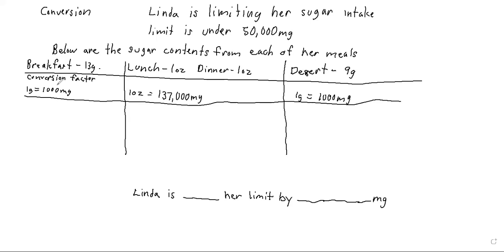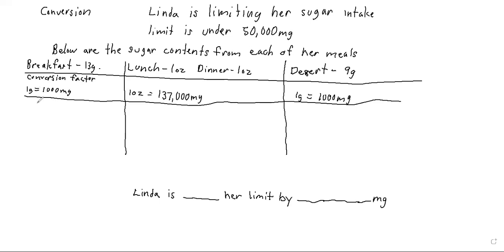So right below it, you see we've written in the conversion factor for each of those units. To go from grams to milligrams, 1 gram equals 1,000 milligrams. For lunch and dinner, we have to go from 1 ounce to milligrams. So here you have the conversion factor for that. 1 ounce equals 137,000 milligrams. And then again, we have to go from grams to milligrams, which is 1 gram equals 1,000 milligrams. So we can convert each of these to milligrams, and then we're going to add them up to see exactly how many milligrams of sugar Linda's taking.